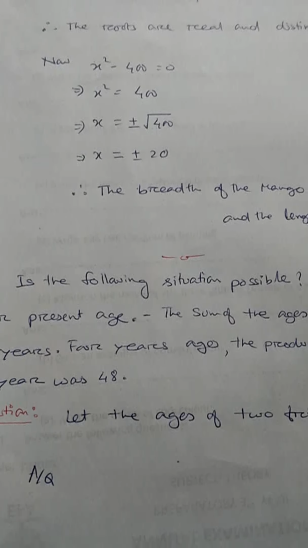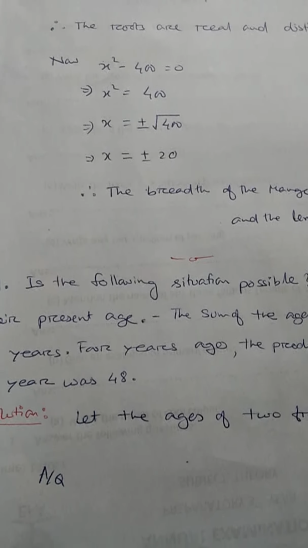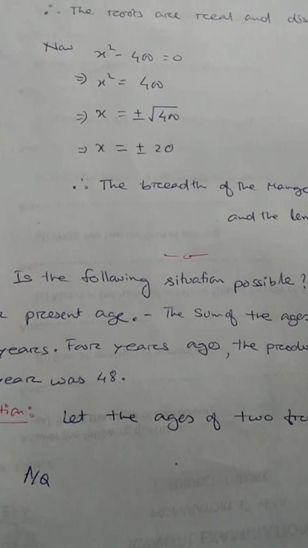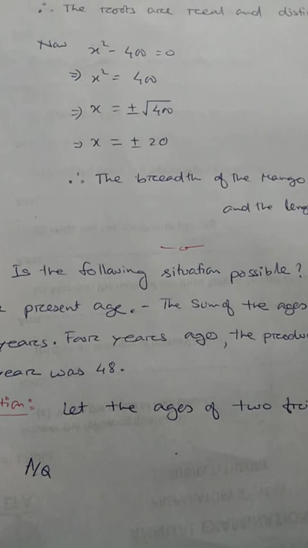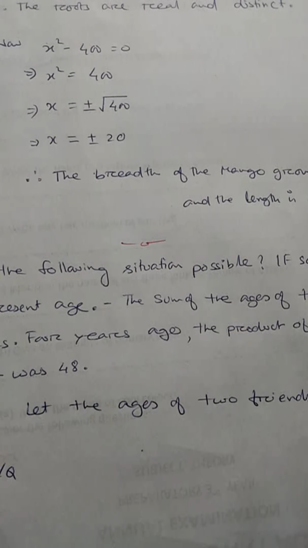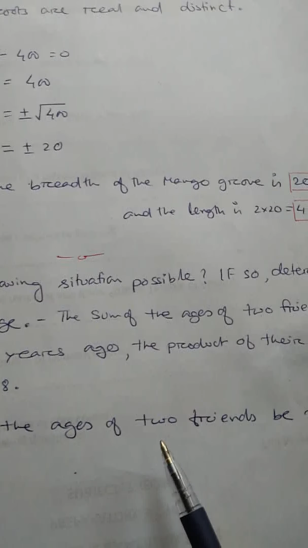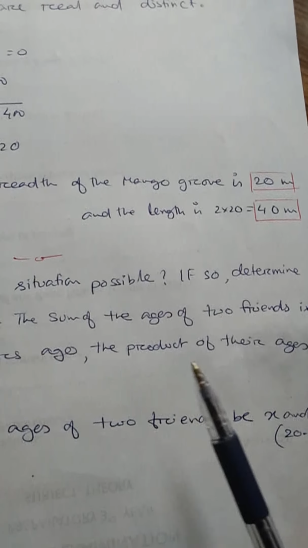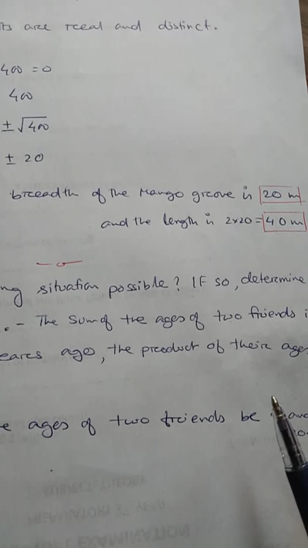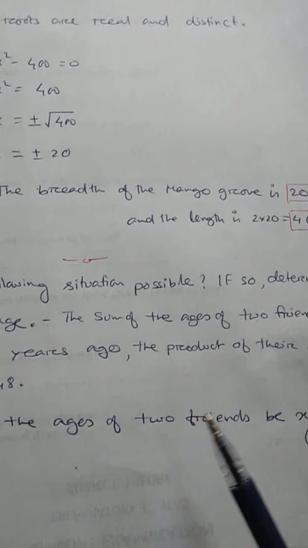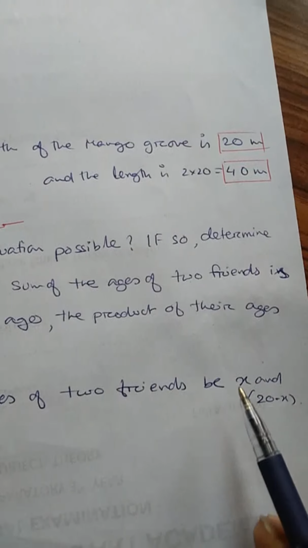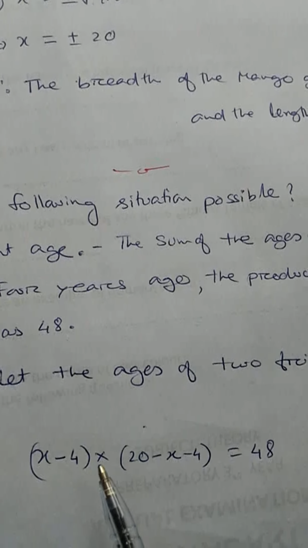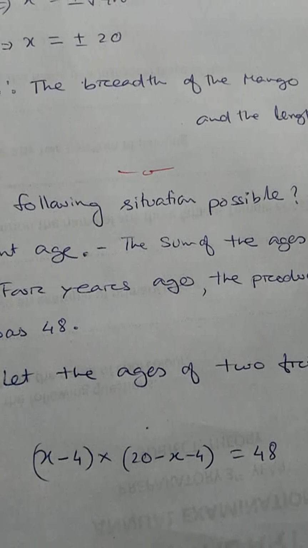In the next question, it is given that the sum of ages of two friends is 20 years. 4 years ago, the product of their ages in years was 48, and we need to find their present ages. So as the sum of the ages of two friends is given 20, we can assume the ages of the friends to be x and 20 minus x years. Then the next condition is given, the product of their ages in years 4 years ago. That means we have to subtract 4 from both the ages, and then we have to multiply them. Then we'll get (x minus 4) into (20 minus x minus 4) equal to 48.